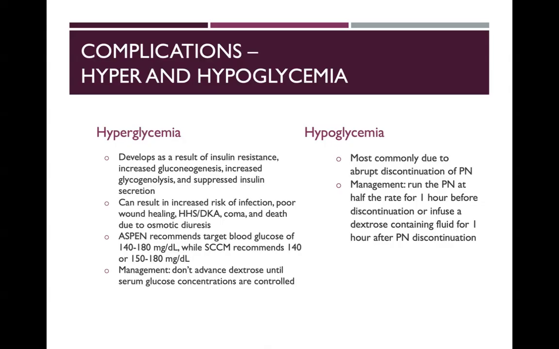Management usually is that you do one of two things. You either ask the nurse to run the bag at half the rate, so you're tapering the glucose intake, or instead of that, if you can't do the parenteral nutrition at half rate, you just run some bag that has dextrose in it. So you're providing that glucose intake to some extent for 1 hour, and then you discontinue.